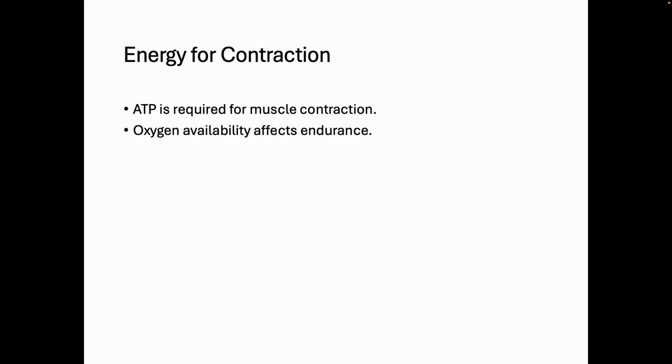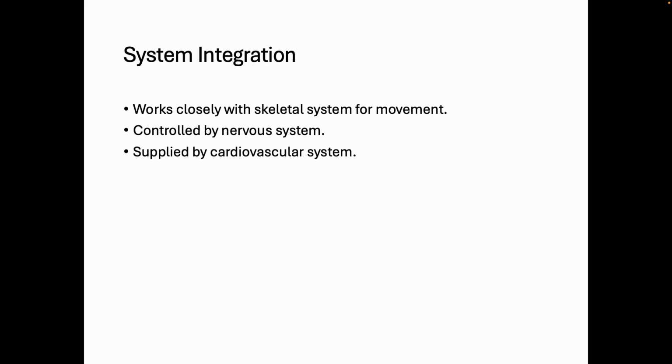Oxygen availability affects your endurance, which is why when you're working out heavy or running heavy, you are breathing more heavily, because your body is trying to oxygenate the lungs. Or the lungs, that too. Oxygenate the body, the muscles. When we get through this, we'll take a break.